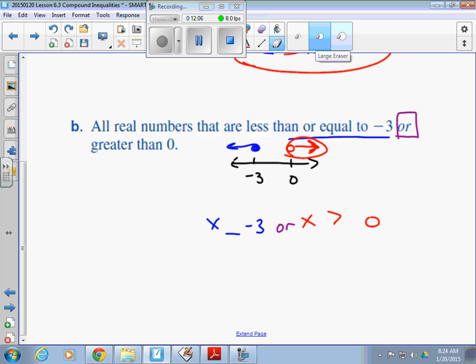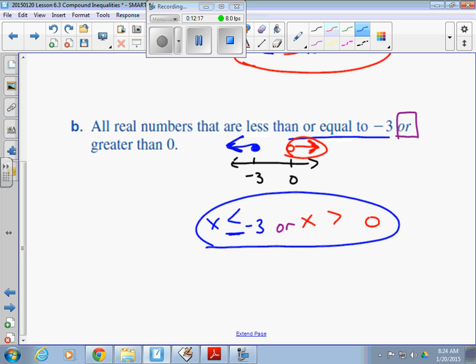The other one, x is what -3? We know it's going this direction, so it's less than, and this time it is or equal to because it's a colored in bubble. And there's your inequality. Again, easier for most people, the or ones, than the and ones.